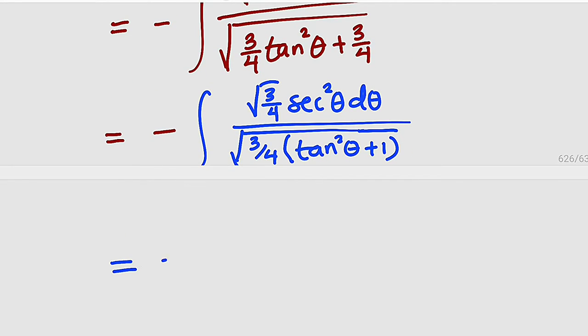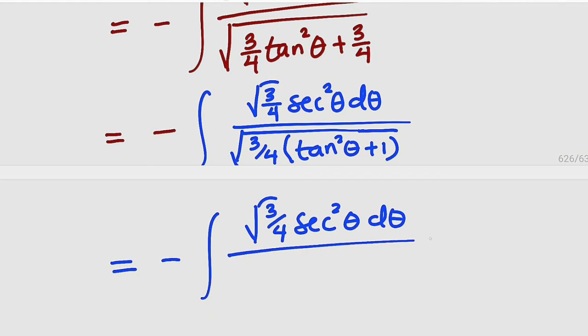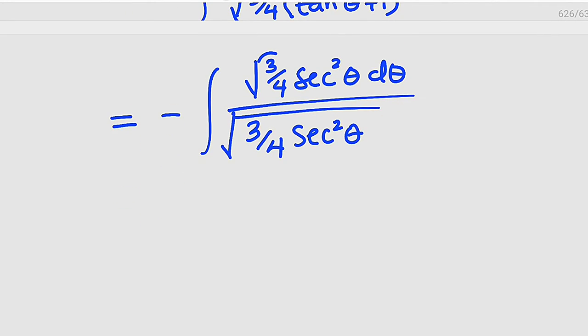So we have this to be equal to the integral of the square root of 3 divided by 4 secant squared theta d theta, divided by the square root of 3 divided by 4 multiplied by secant squared theta, because I told you tan squared theta plus 1 is secant squared theta. Now let us take the square root of the denominator.